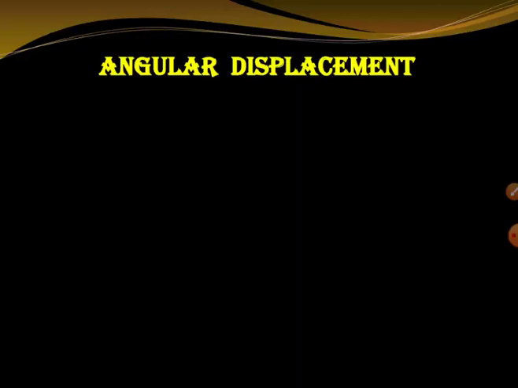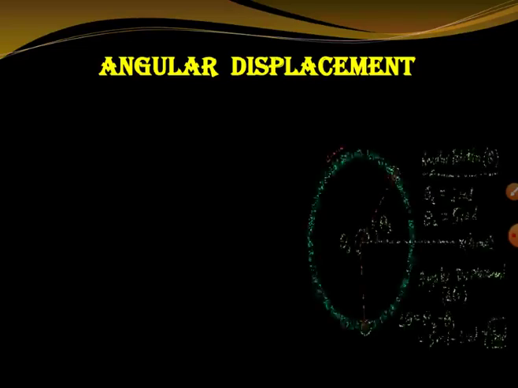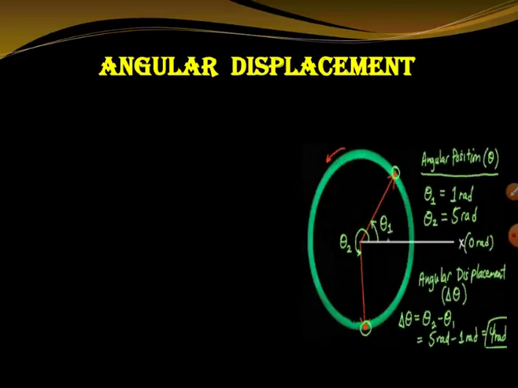Now let's see what is meant by angular displacement. While learning about rotational or circular motion, we need to take the analogy, that means the similarity, between linear motion and rotational motion. When we talk about linear displacement, it is the shortest line drawn from the initial to the final point, right? So we call it linear displacement.